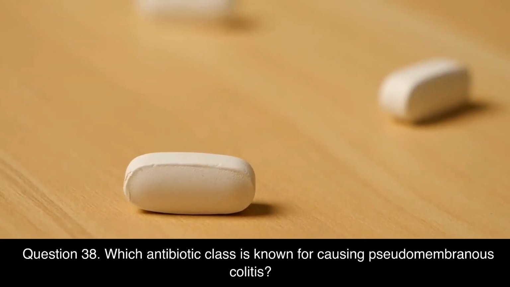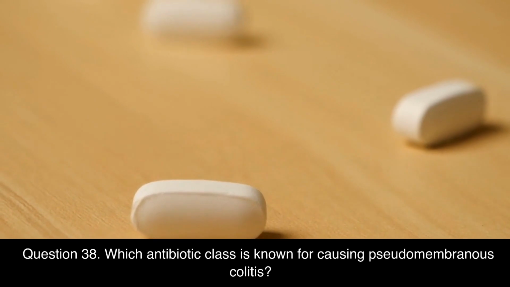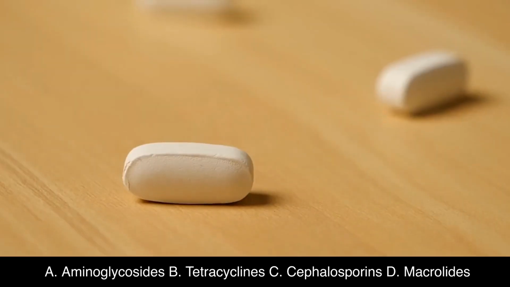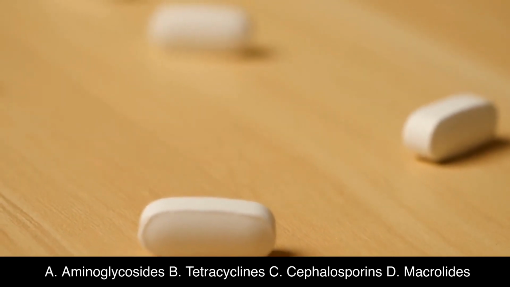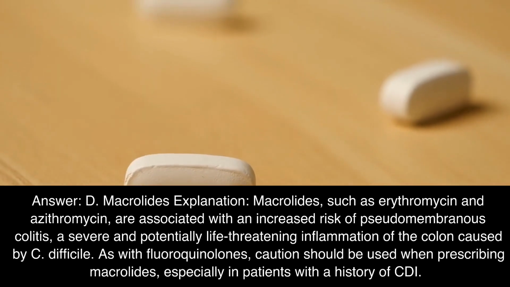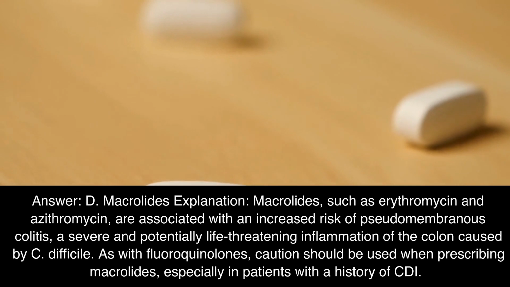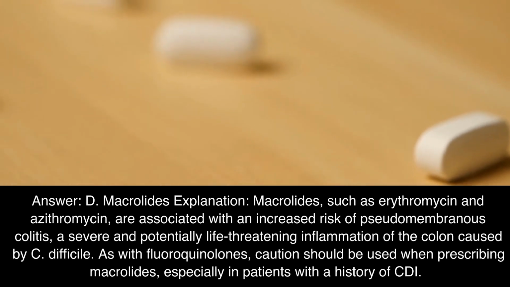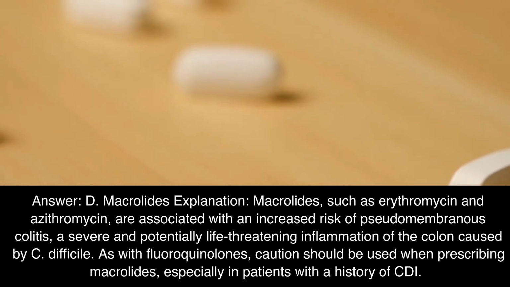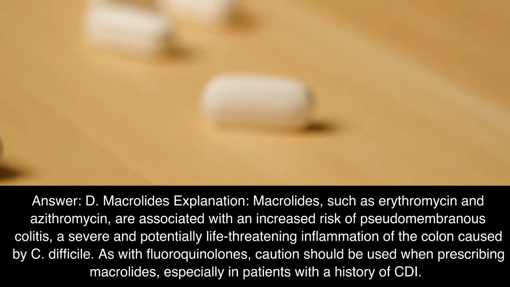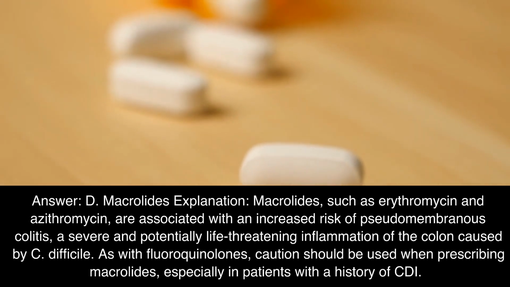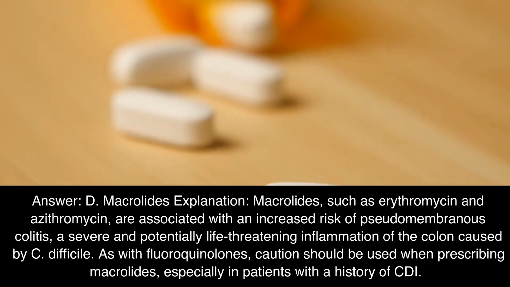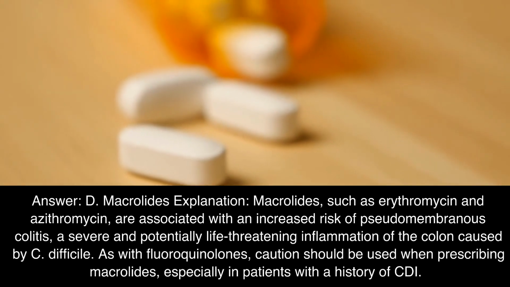Question 38. Which antibiotic class is known for causing pseudomembranous colitis? A. Aminoglycosides. B. Tetracyclines. C. Cephalosporins. D. Macrolides. Answer: D. Macrolides. Explanation. Macrolides, such as erythromycin and azithromycin, are associated with an increased risk of pseudomembranous colitis, a severe and potentially life-threatening inflammation of the colon caused by C. difficile. As with fluoroquinolones, caution should be used when prescribing macrolides, especially in patients with a history of CDI.